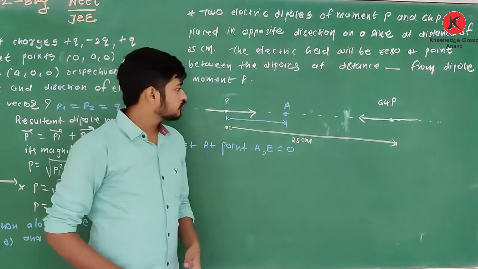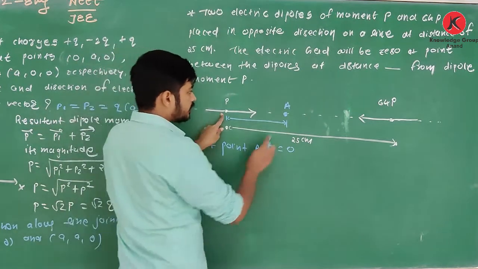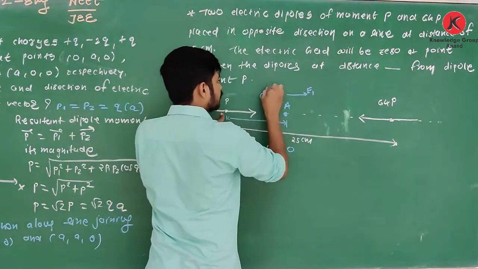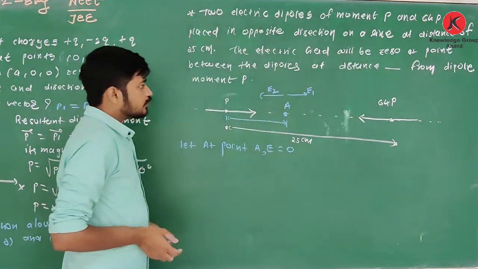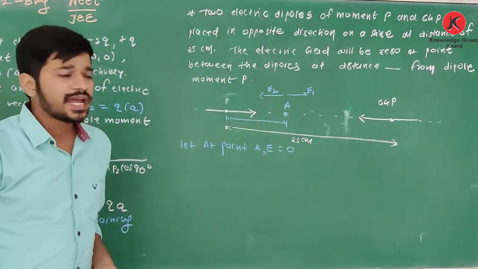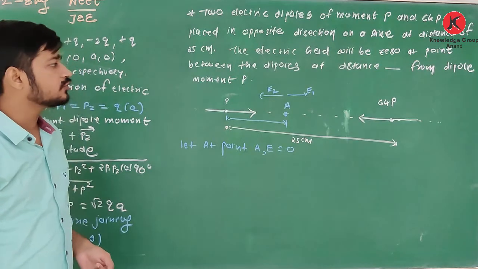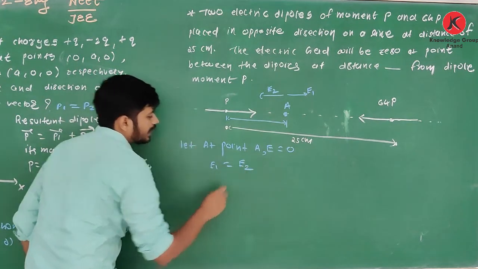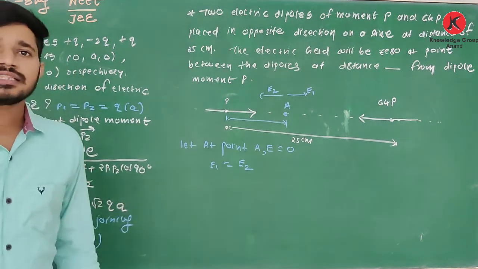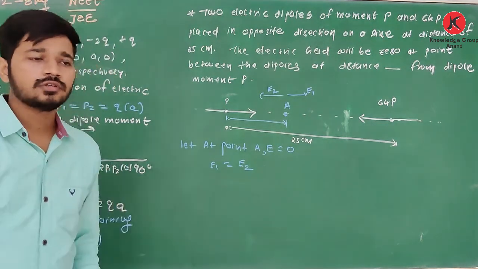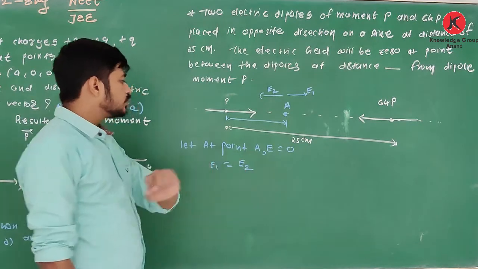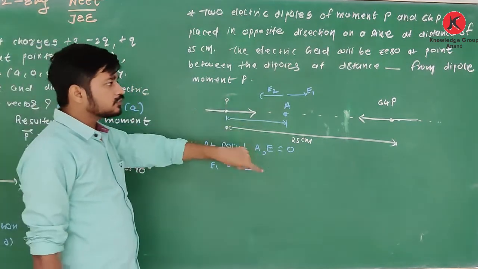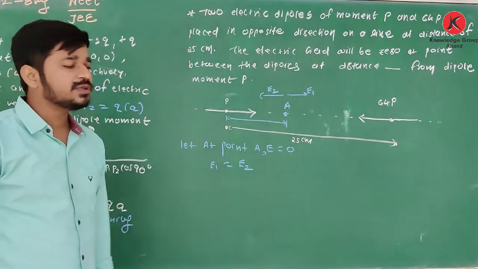So due to this, at this point electric field E1 is in this direction. Due to this, electric field E2 is in this direction. They both have opposite directions, and if their magnitudes are the same, then the resultant field will become 0. Okay, so E1 is equal to E2. Direction opposite. If their magnitudes are the same, then it becomes 0.